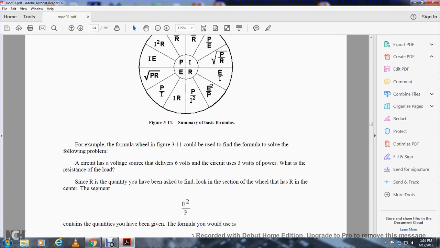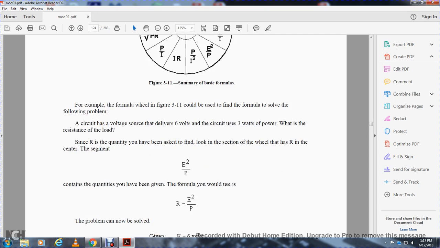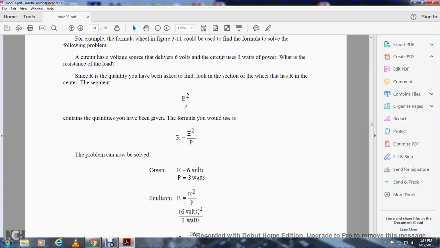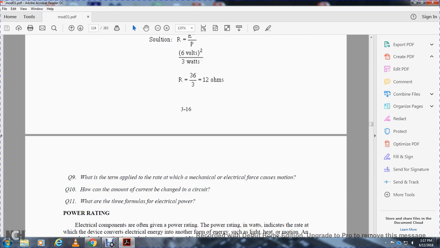For example, the formula wheel shown in figure 3-11 can be used to find the formula to solve the following problem. A circuit has a voltage of 6 volts and delivers 3 watts of power. What is the resistance of the load? The ohms is the quantity they have asked us to find. Look for the section of the wheel with the ohms in the center of the segment. This equals voltage squared over the watts, containing the quantities they have given. The formula would be that the ohms is equal to volts squared over the watts. With 6 volts, E squared over P is 36 over 3 watts, which is 12 ohms.